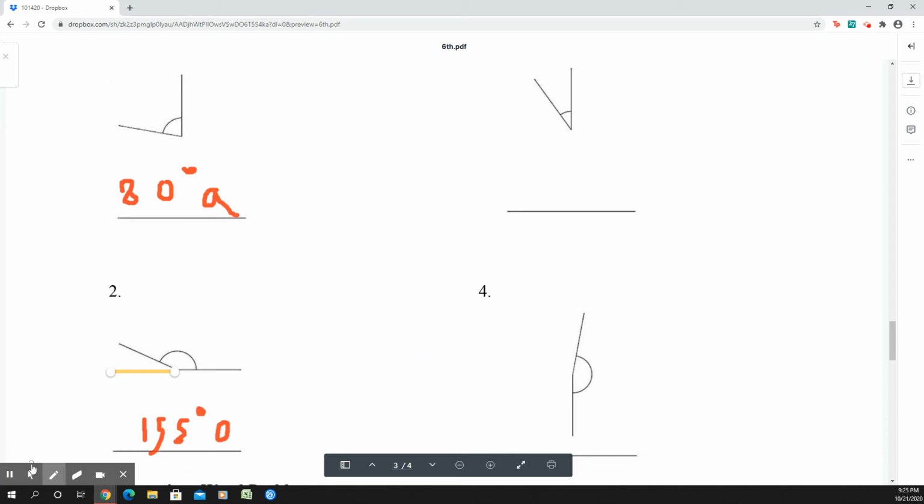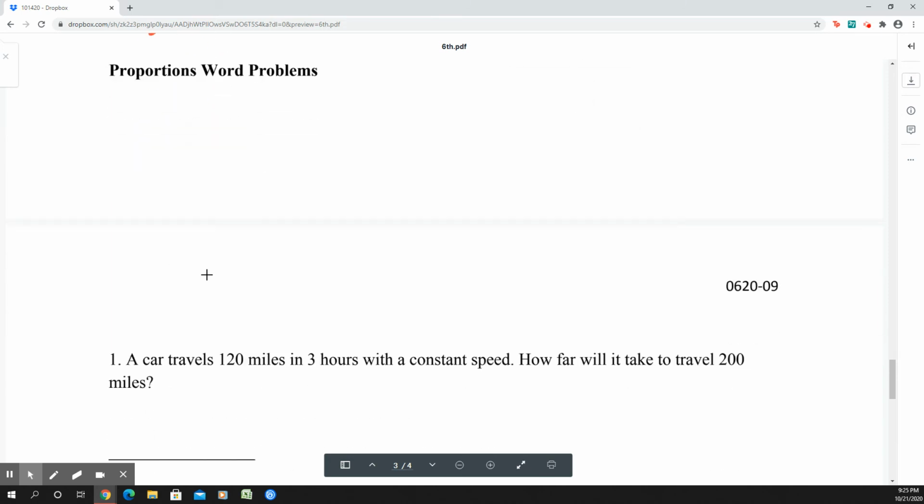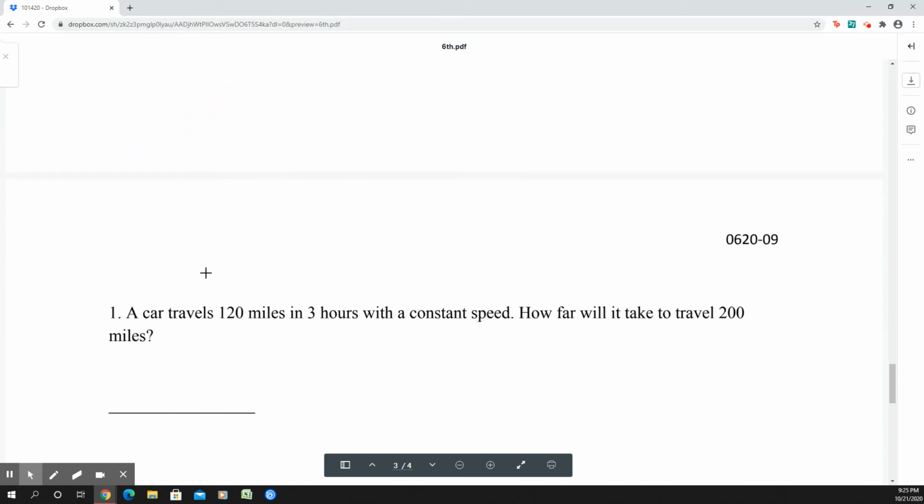Okay, now the last section would be word problems on proportions. Okay, so what you want to do here is first you need to find out what the question is asking. So you want to know how long it takes to travel 200 miles, okay? So 200 miles in X hours. So how many hours does it take to travel 200 miles? And we know that over here it takes 3 hours to travel 120 miles.